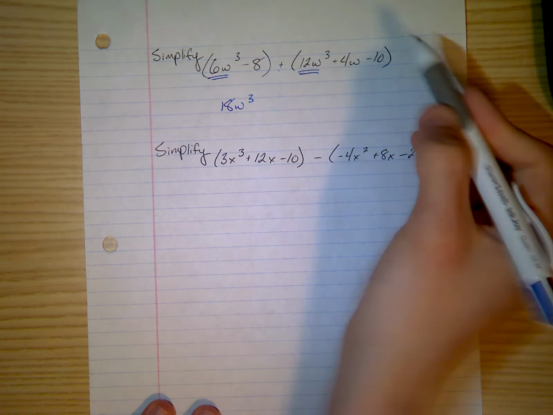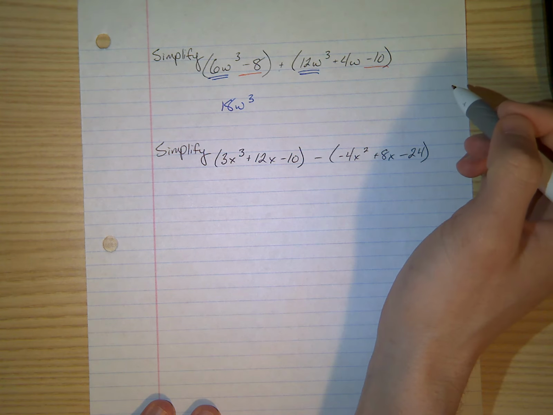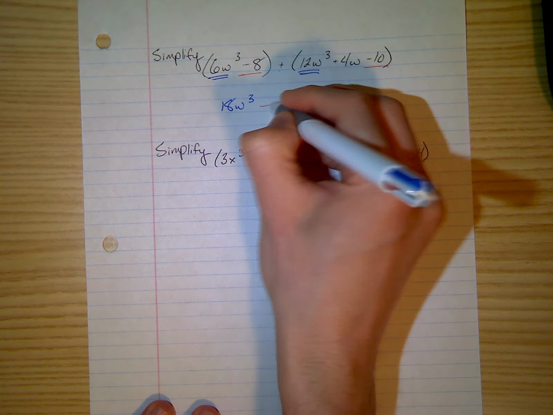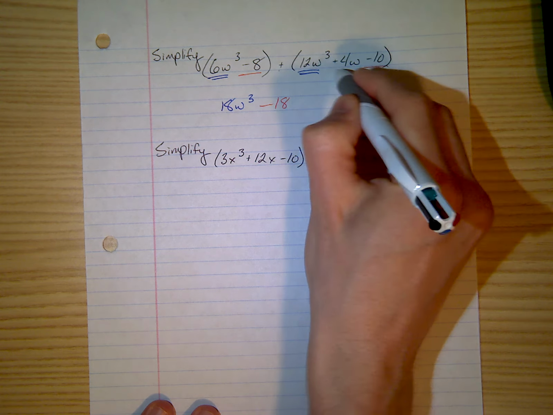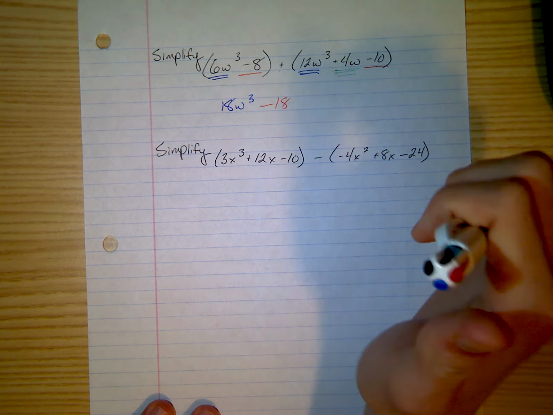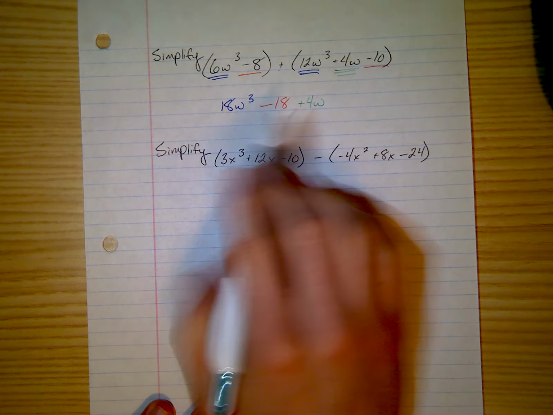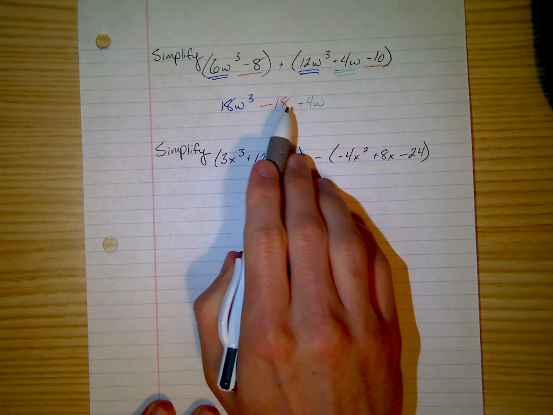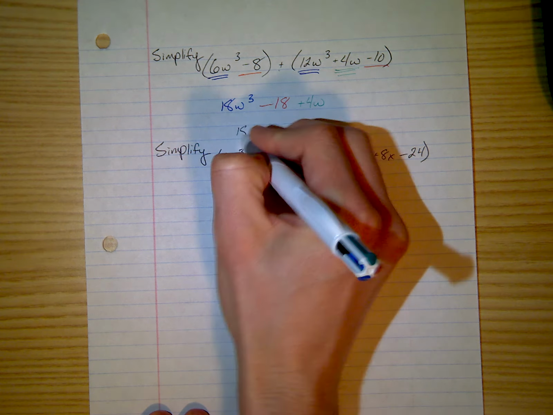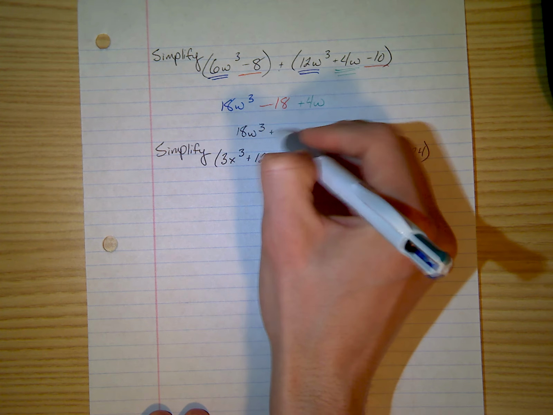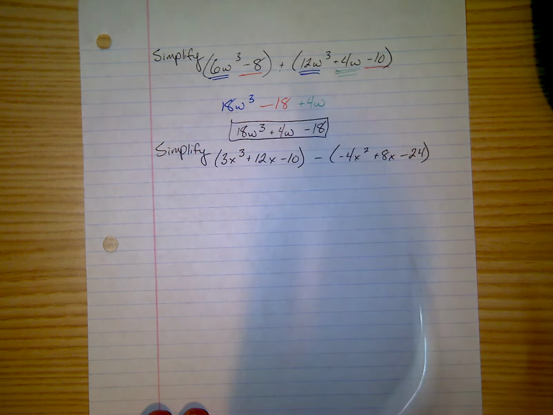You've got a negative 8 here and a negative 10. Those are the two like terms there. Those would combine to make negative 18. And then the only other term that we have here is this 4w. It doesn't have anything to combine with, so we just bring it on down. Now this is not in standard form because we go degree 3, degree 0, degree 1. So we would need to rewrite this in standard form as 18w to the third plus the 4w and then minus the 18. And that would be the simplified form of this polynomial.